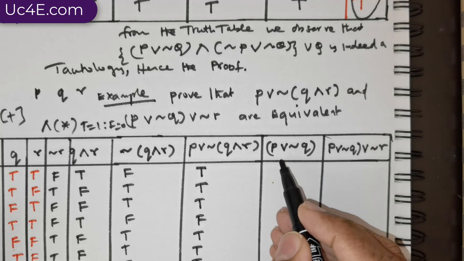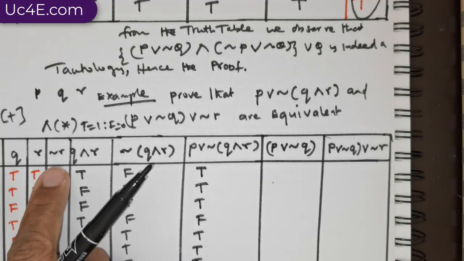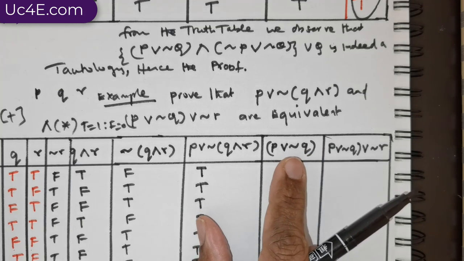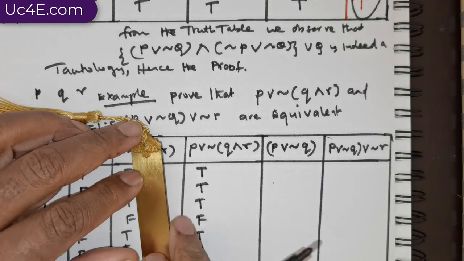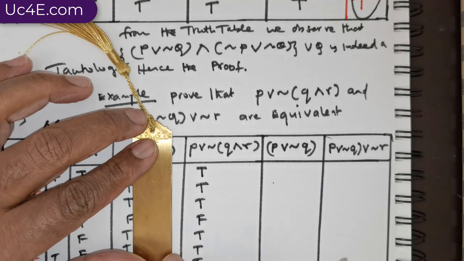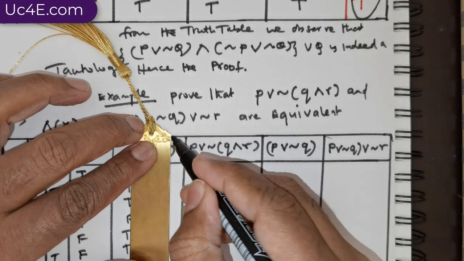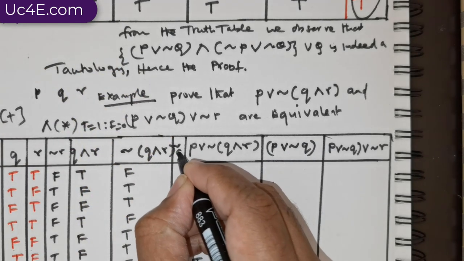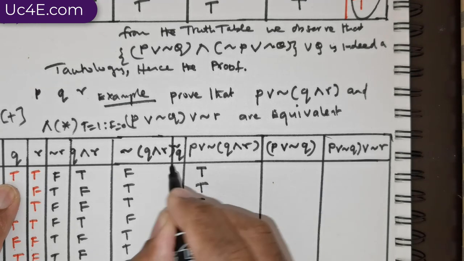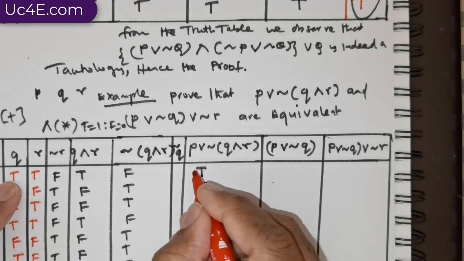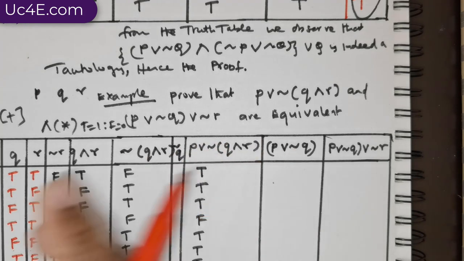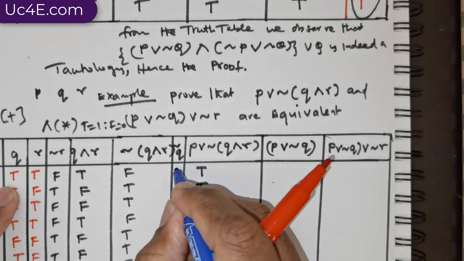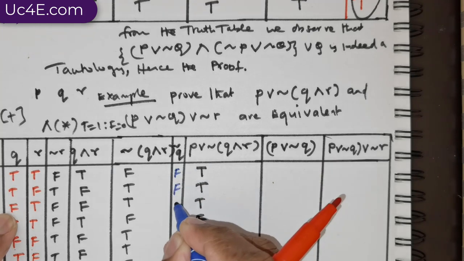Now I need to perform a disjunction of P versus negation of Q. I could have extracted the value negation of Q. Since I've got a huge space here, I will just divide this portion to give you a better understanding. So this is going to be the negation of Q. This is F. Let me write it down like this. This is F, this is F, this is F, this is T.